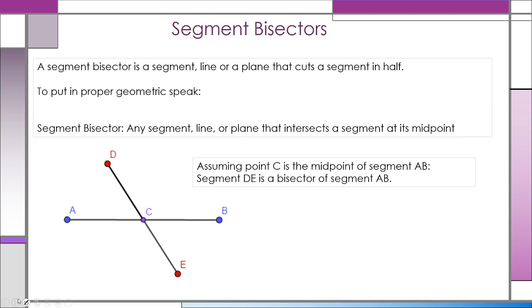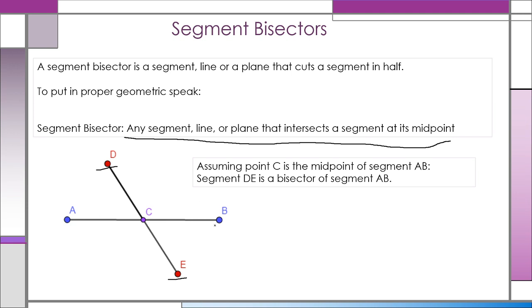Now, we're going to get to something called bisectors, which is the more geometric way of cutting something in half. A segment bisector is a segment, a line, or a plane that cuts another segment in half. To say it properly in geometric speak, a segment bisector is any segment, line, or plane that intersects a segment at its midpoint, which basically means that if something is a bisector, let's say DE bisects AB, then DE is a segment bisector.